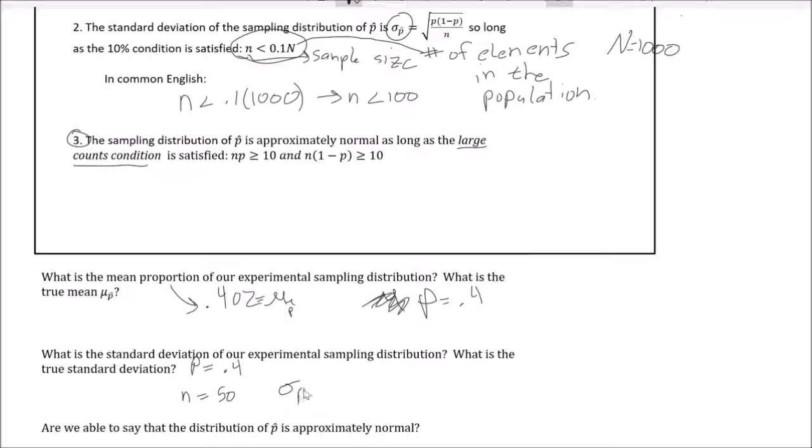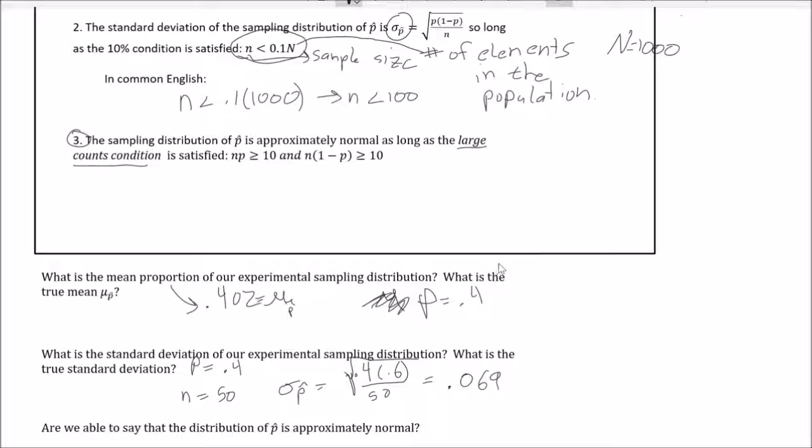So sigma sub p hat equals the square root of p, so 0.4, times 1 minus p, which by mental math is 0.6, and then we divide that by 50. Let's type that in a calculator and see what we get. I'm going to type it along with you here. And I get 0.069 when I do that.